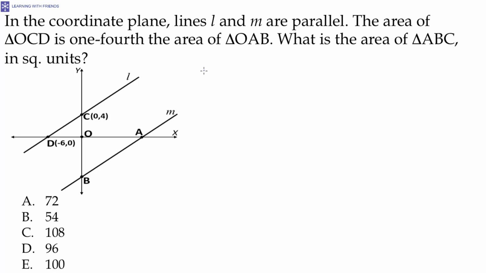Okay, and let's do the final question. In the coordinate plane, lines L and M are parallel. So this line and this line, these two are parallel lines. The area of triangle OCD, the area of this triangle OCD, is 1/4 the area of triangle OAB. So this triangle.